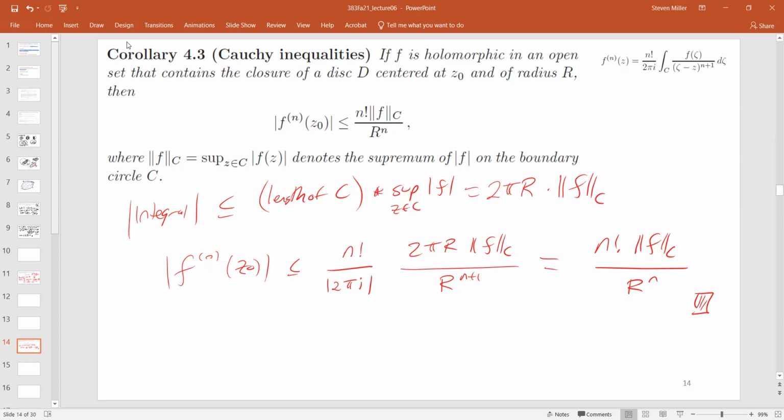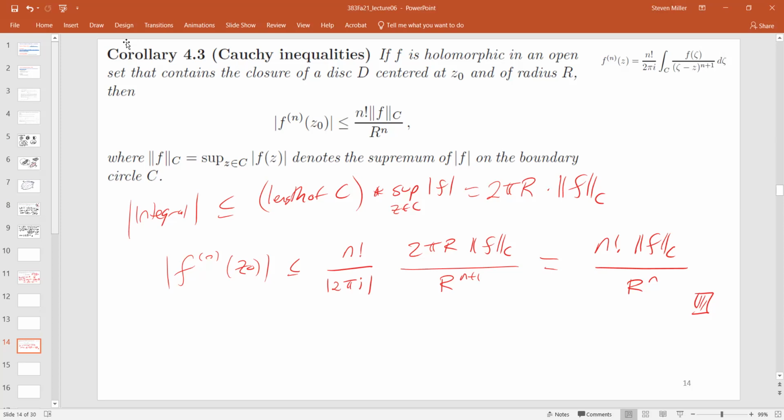Well, if you look, we have n factorial over 2 pi i. Right, but where did that go on the right? Well, the absolute value of i is just 1. Oh. Right? And so because the absolute value of i is 1, the absolute value of 2 pi i is 2 pi, which cancels with the 2 pi from the length of the circle.